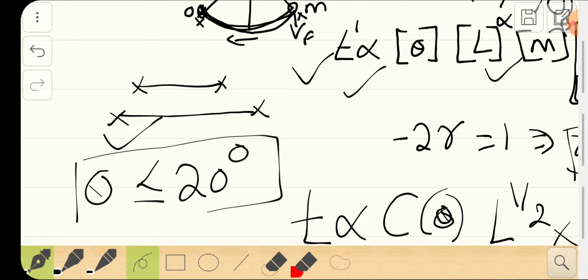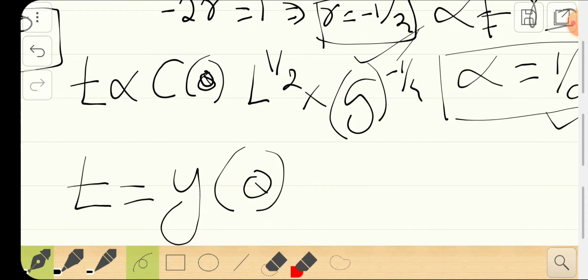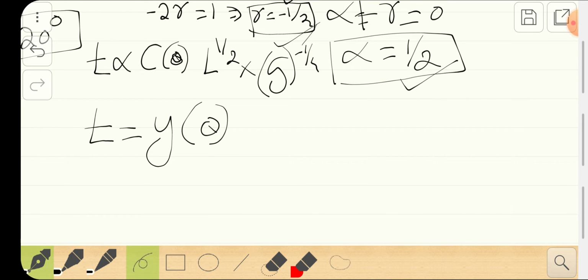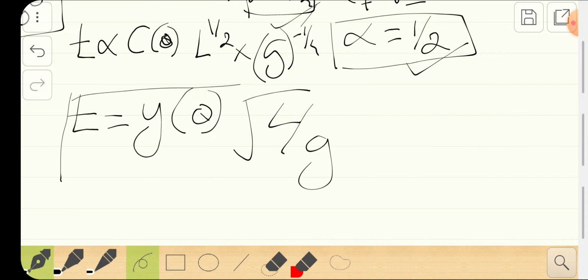Okay, so it will be a function of theta anyway, times L raised to 1 by 2, so it's square root of L by G, right? So that's the equation of time period.